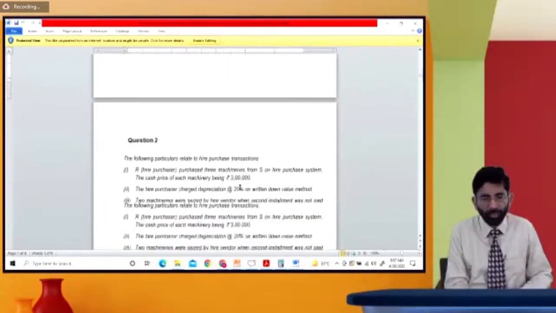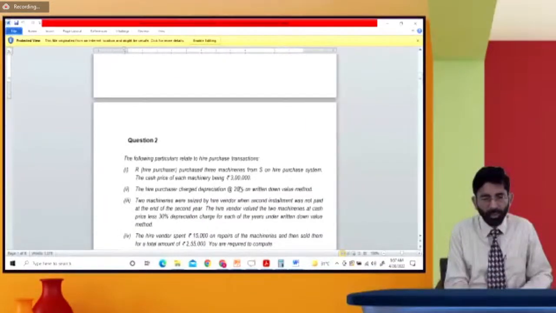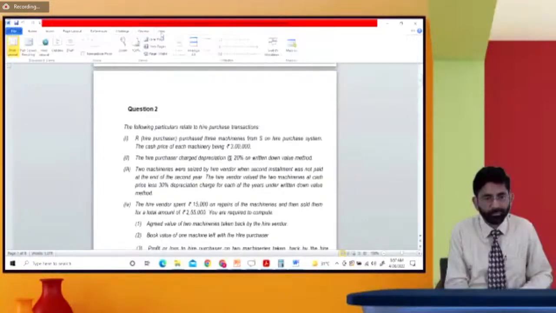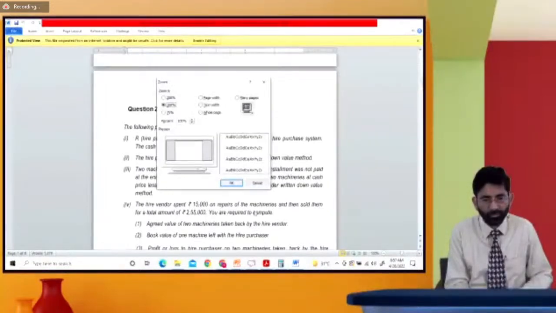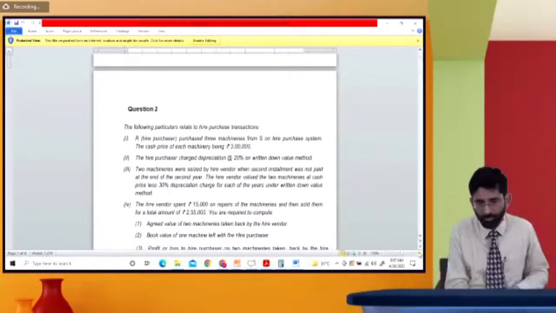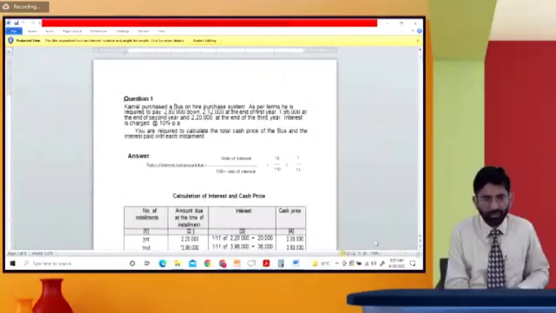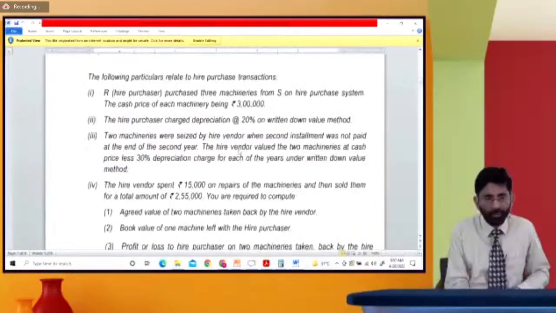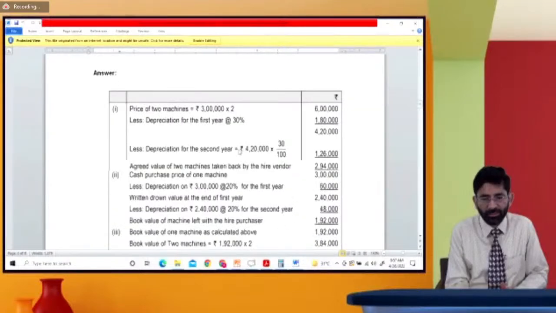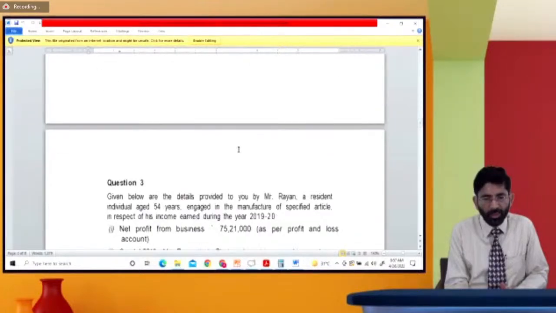Question number 2 I have sent to you. So see here it is. This question is basically your question of repossession, which has come into your exam for 8 marks. Then another question of repossession is there.